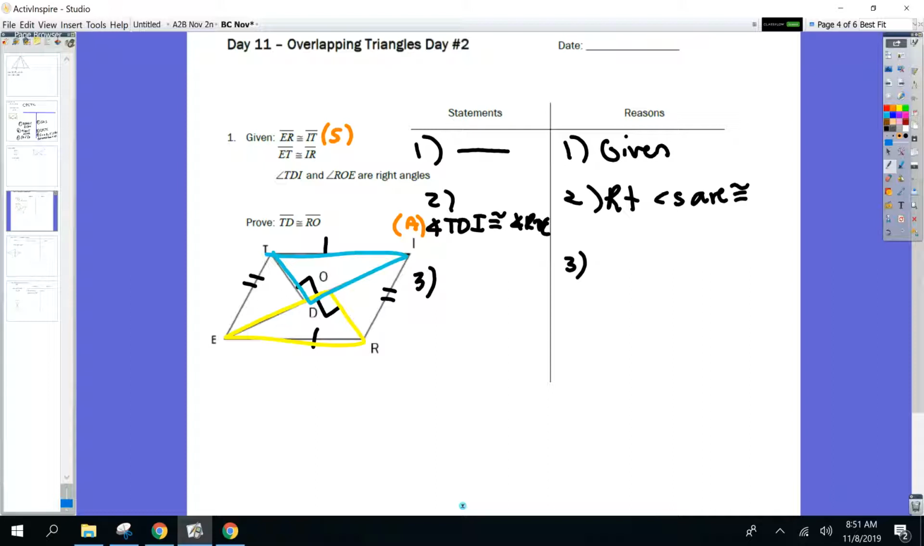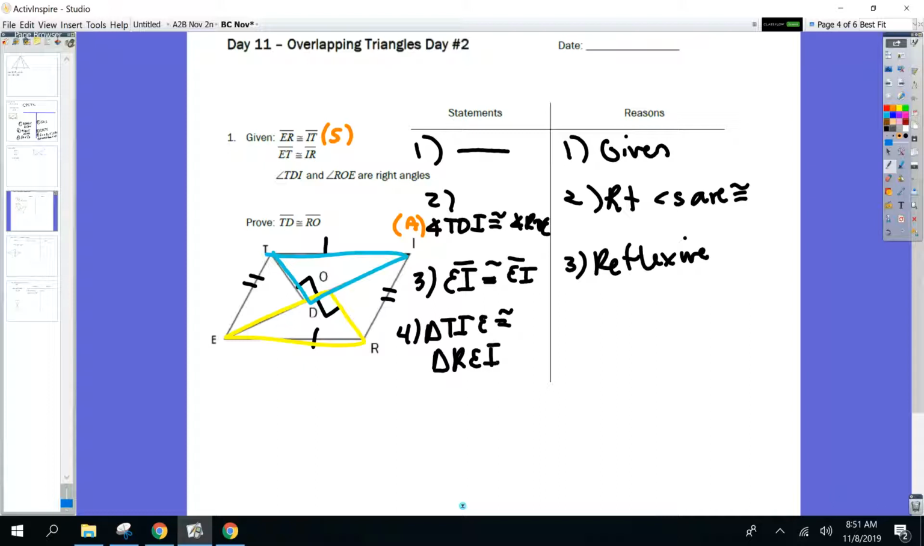Everyone see them, the big ones here. Not yet, though, because I only have two pairs of sides. What else do I need to put in before they're congruent? EI congruent to EI, yes. That does absolutely nothing. Now you can tell me the two big pair are congruent. I like it. Good. So triangle TIE is now congruent to triangle REI, by side, side, side.